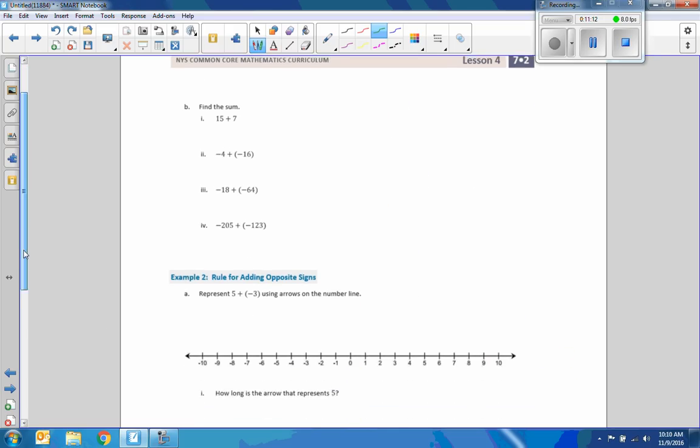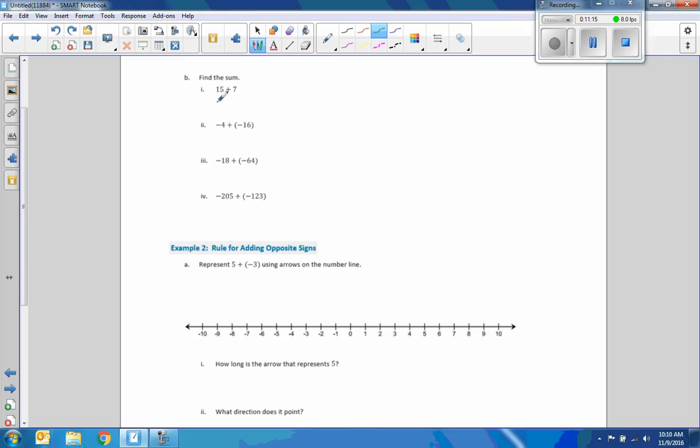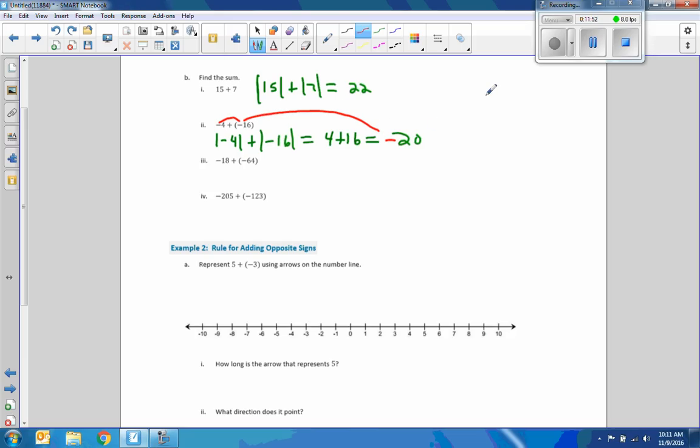Now we're going to find the sum part. So the absolute value of 15 plus the absolute value of 7 equals 22. And then you take the sign of those and it is positive. So if I take the absolute value of negative 4 and I add the absolute value of negative 16, that's going to equal 4 plus 16, which equals 20. Then keep in mind that we had negatives here and here. So therefore my answer is going to be negative.